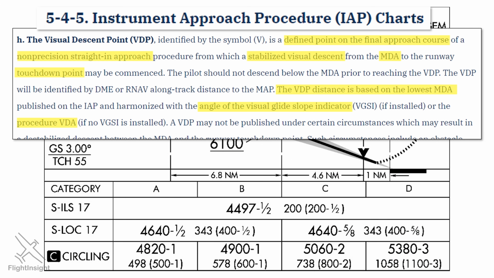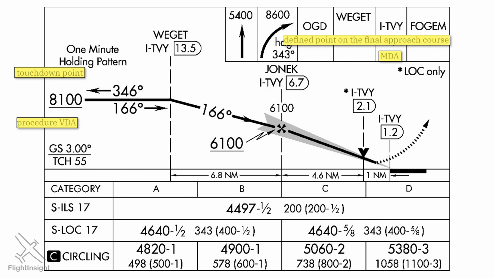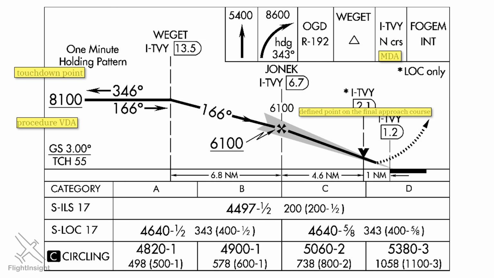Let's take these parameters and see if we can see how the procedure designers have used them to figure out where to put the VDP on this approach. First, there's a defined point on the final approach course. We need to be able to identify it in the cockpit with something like DME or GPS. Next, we need to look at the MDA. The AIM says it's based on the lowest MDA, so keep this in mind if the MDA is higher for Cat C or D aircraft.